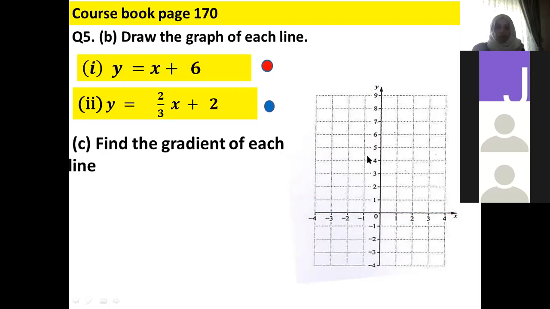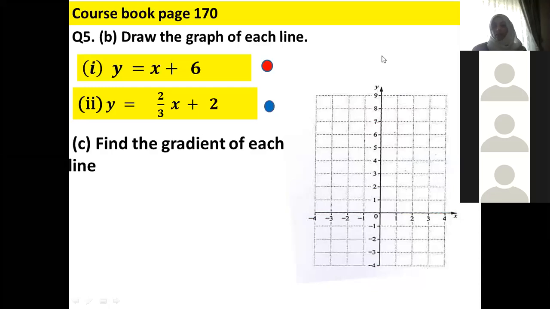What is the gradient? I see there is participation. Roa and Hala Ramadna. Come on Hala, what is the gradient? 2 over 3. It's 2 over 3. That's right Ramadna. Now, what is the y-intercept for the first equation? No need to draw, just the y-intercept for the first equation.